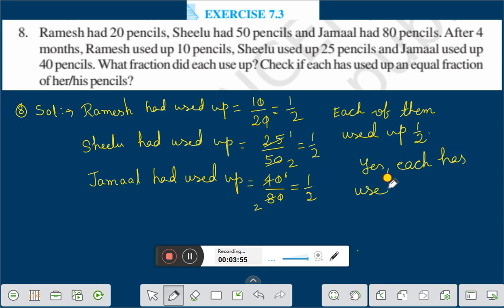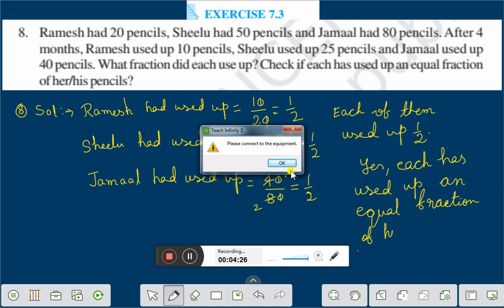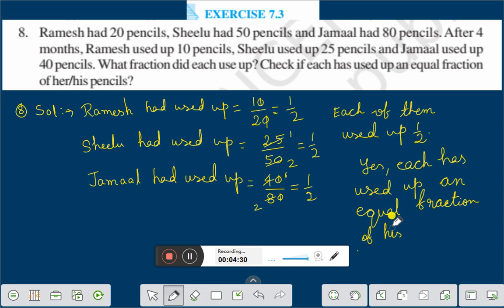used up an equal fraction of his or her pencils. Right? This is the solution of question number 8.